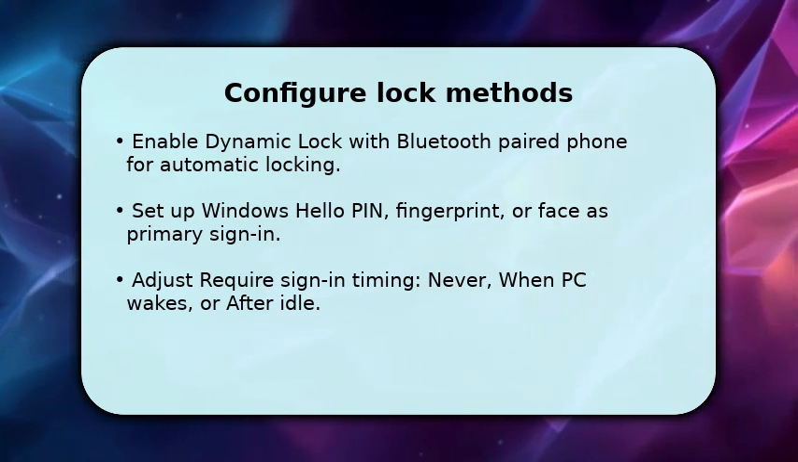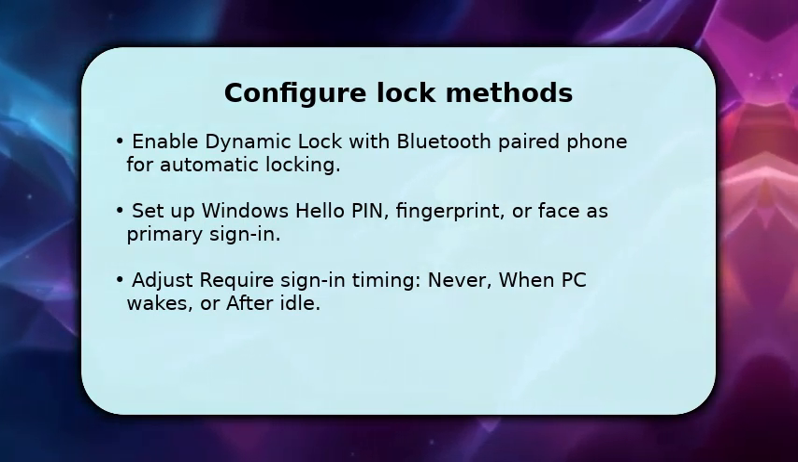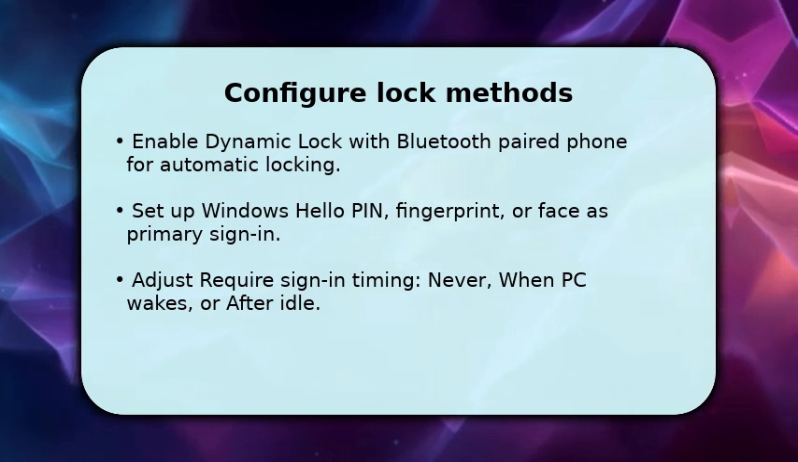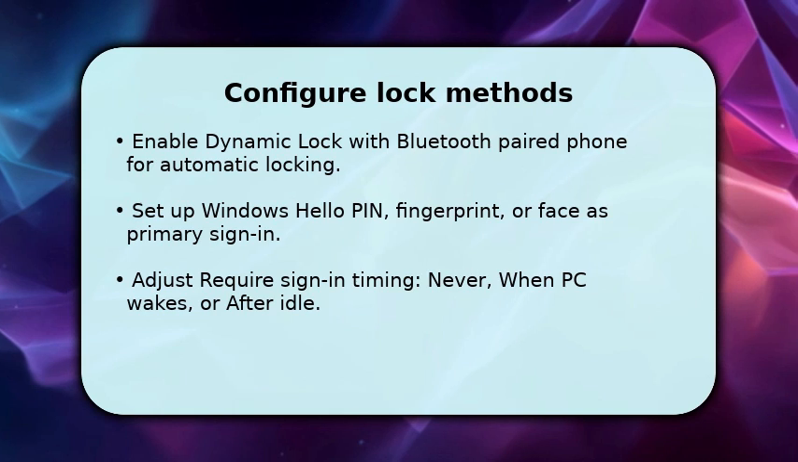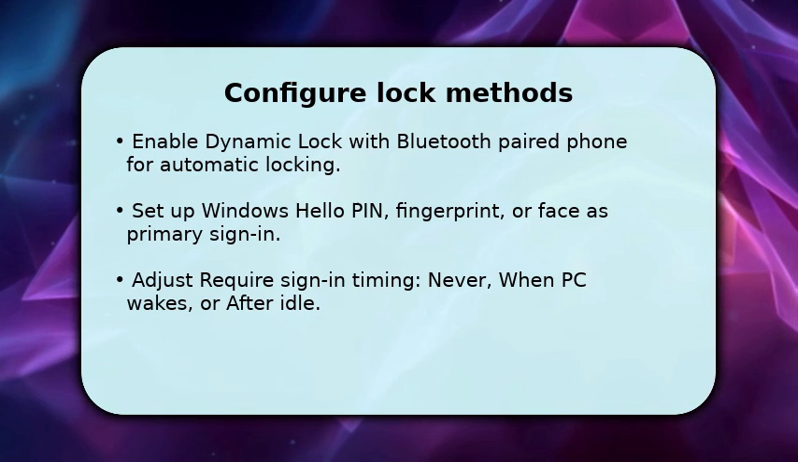First, set up Windows Hello. Choose PIN, fingerprint, or face because they're fast and secure. Click Add and follow prompts to register. Once done, pair your phone via Bluetooth and enable dynamic lock so Windows locks automatically when your phone moves away.